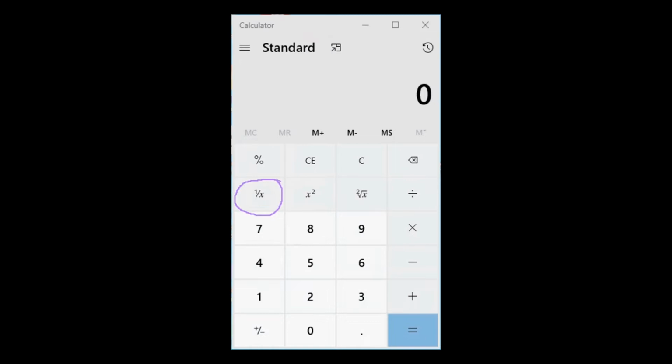x to the minus 1, like this. And that is a function that allows you to get the reciprocal value.